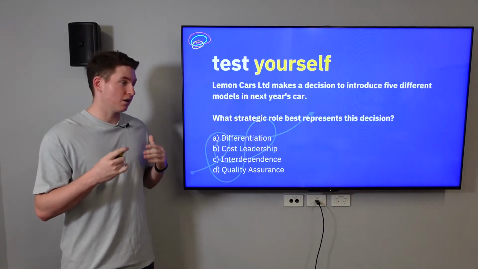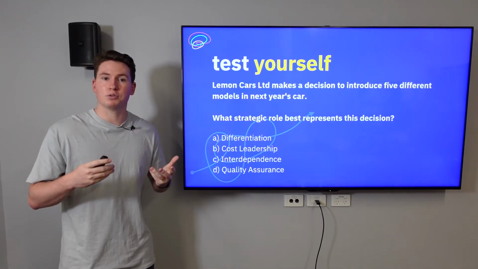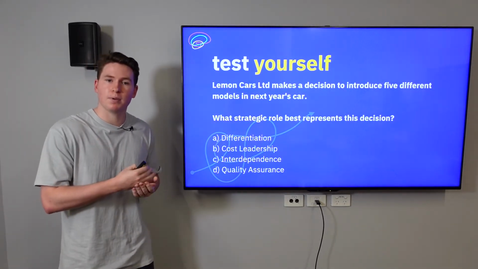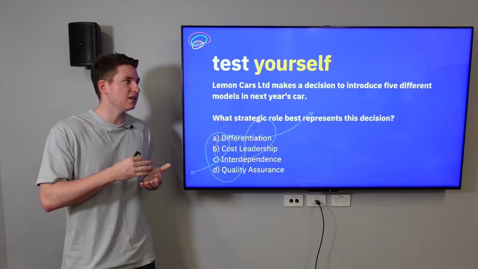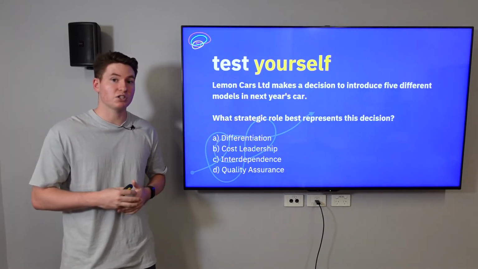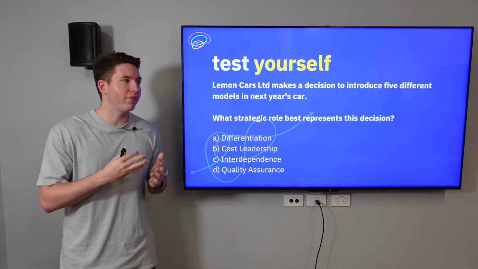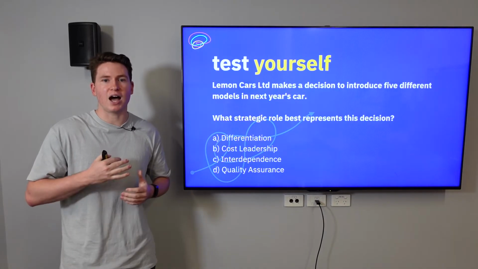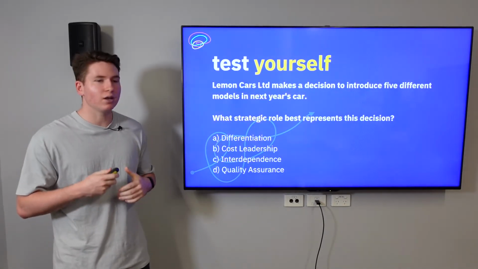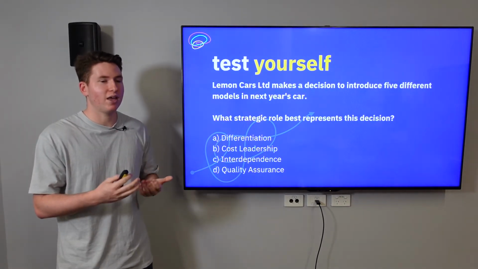It definitely sounds like A, differentiation, because they're offering different models in order to appeal to a broader range of consumers. It's not going to be cost leadership because by introducing different models, they're hurting their ability to achieve economies of scale, which is actually going to increase costs. It's also not going to be interdependence because there's no mention in the question of any other forms or functions of business studies. And it's not going to be quality assurance because once again, that's irrelevant and not mentioned in the information. So the answer is A.